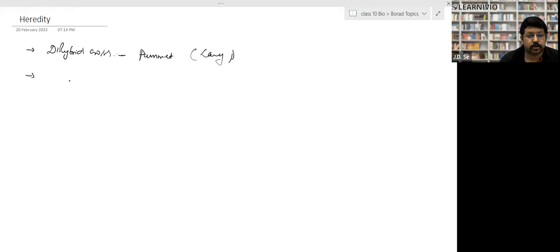Then what can be asked? They won't ask you the law of dominance. They will ask you either the law of segregation or the second or third law of Mendel, not both. That can be a short question, meaning a 3-marker. But definitely, 100% you will get a question from this part. There is no double thought.